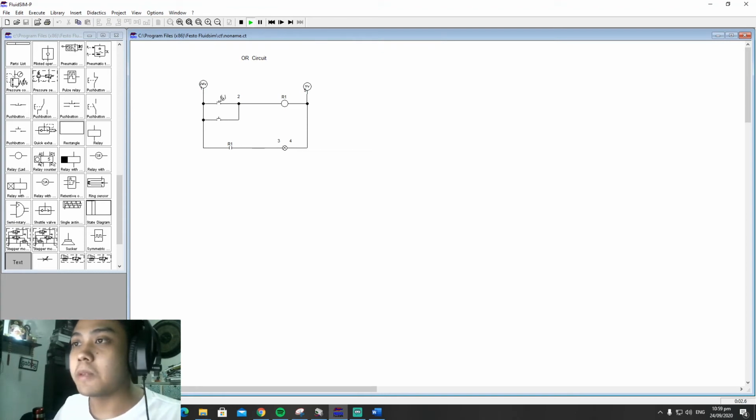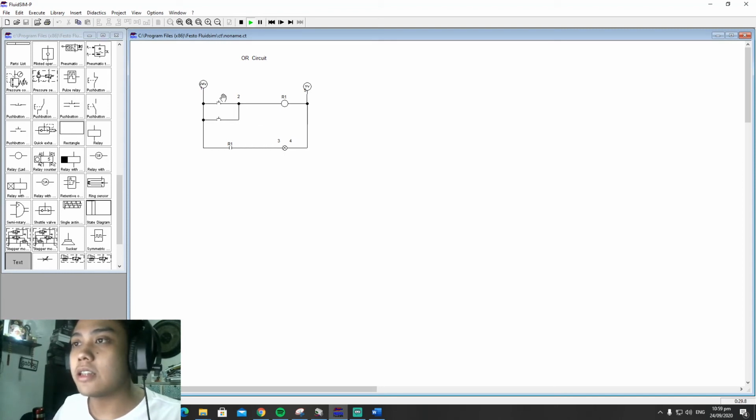By pressing the first switch, we can see that the lamp is turned on. Here, the lamp is turned on. And if we push the second switch, the lamp also turns on. So we can see that as long as one of the inputs is turned on, or as long as one of the switches is pushed, the lamp turns on.